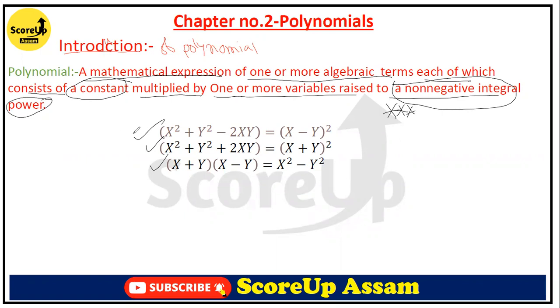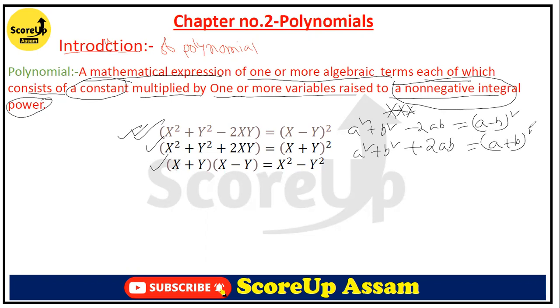Why? Because suppose these are the identities which you have learned in class 8 or class 7. You have learned them in this form: a square plus b square minus 2ab is equal to a minus b whole square, a square plus b square plus 2ab is equal to a plus b whole square, or a plus b into a minus b is equal to a square minus b square. So these are also polynomials, right?